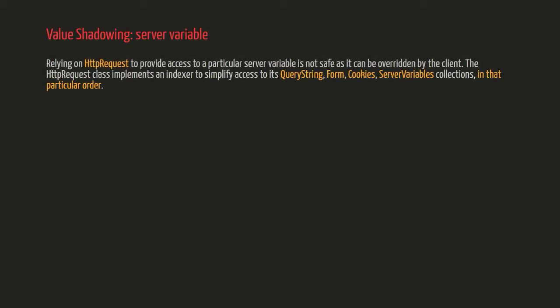One possible problem related to cross-site scripting is value shadowing on server variables. Relying on HTTP requests to provide access to a particular server variable is not safe, as it can be overridden by the client. The HTTP request class implements an indexer to simplify access to its query string, form, cookies, and server variables collection. But remember, in that particular order.